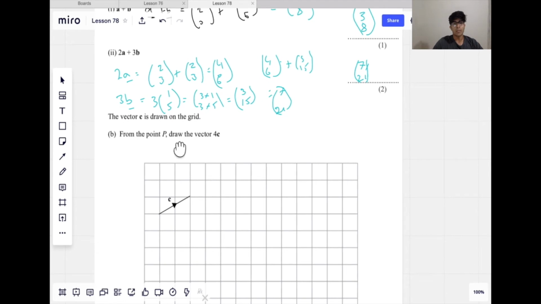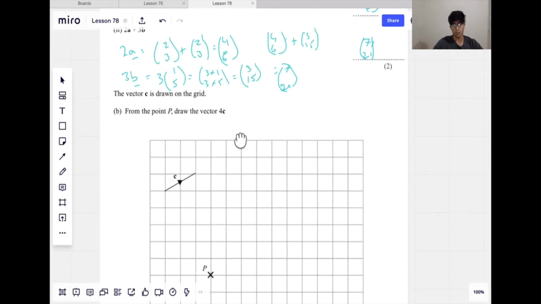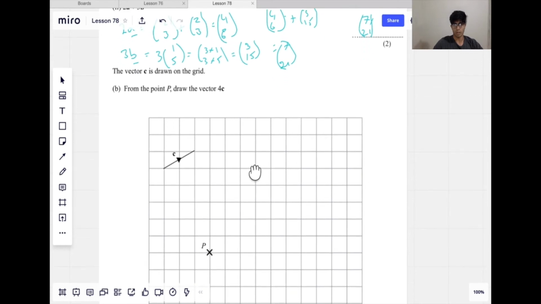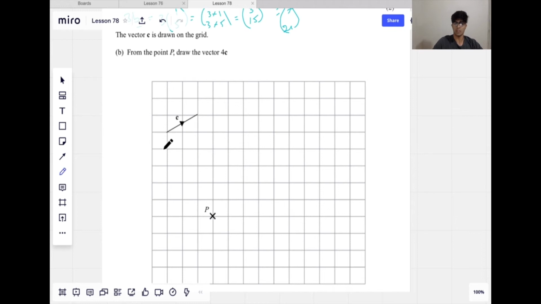And now the vector C is drawn on the grid. From the point B, draw the vector 4C. Okay, well, there's a few ways to approach this, but let's think about what the vector C is. We've got this arrow here telling us the direction C goes in. C starts from a point such as this and ends up at a point like this, which is the same thing as going 2 in the positive x direction, and 1 up. So we know the vector C, don't forget this underlined thing here, is equal to (2, 1).